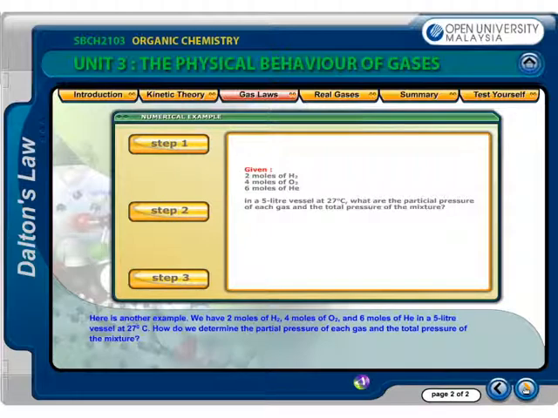Here is another example. We have 2 moles of H2, 4 moles of O2, and 6 moles of He in a 5-liter vessel at 27 degrees centigrade. How do we determine the partial pressure of each gas and the total pressure of the mixture?